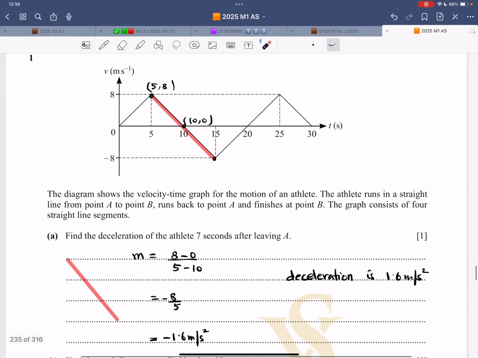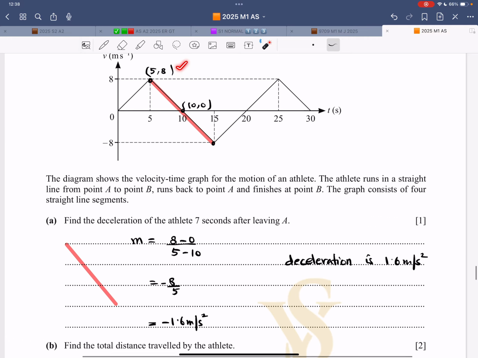Now the very first thing is that we have 5, 8, we have 10, 0, and the gradient is coming out to be negative 1.6. Deceleration, the word has a negative connotation. It means that it's slowing down, it's 1.6.